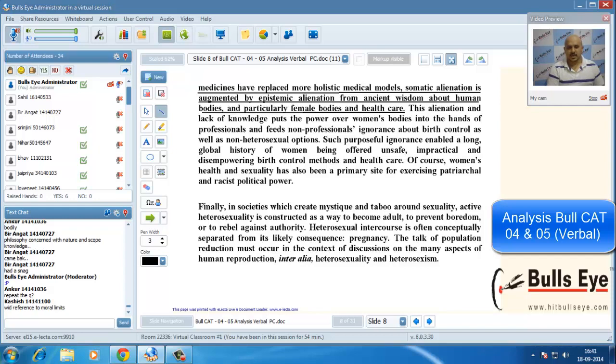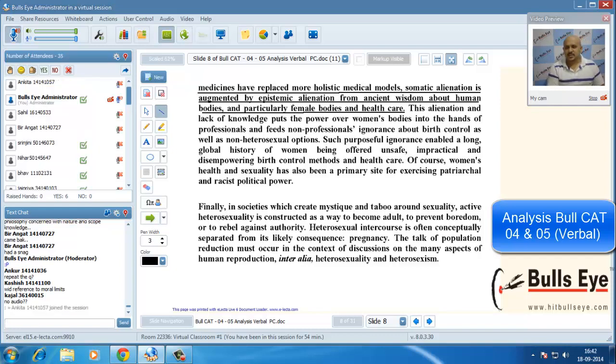This particular line, what does this line mean? That what has happened is, allopathic medicines have replaced holistic medical models which were covering each and every aspect. Now since these have been replaced, what has happened is somatic alienation, which is the alienation of the body. The body has been alienated from cures. That is augmented, that is supplanted, that is given additional support by what?